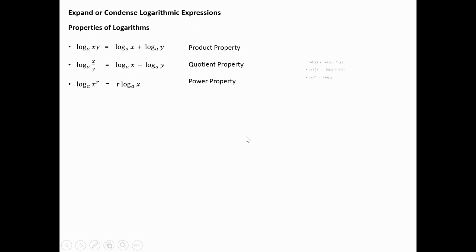Now here comes the expand or condense logarithmic expressions. So these are the properties that you have to be aware of. They can be the logs or they can be the ln. This is natural log and this is the regular log. This is called the product rule. If you notice, the product means this is called single log. This is called expanded log. There's another word. Single log can also be called condensed, and expanded, or single log and expanded.